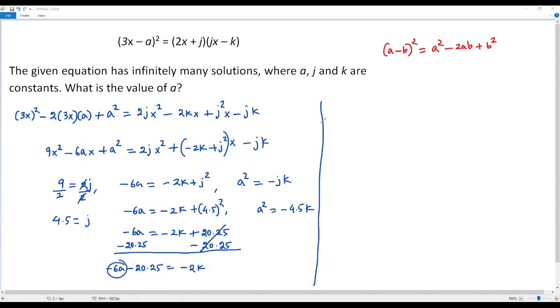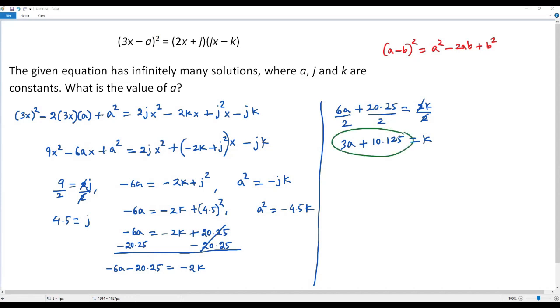Okay, now let me continue over here. When I multiply this negative 6a by negative 1, I am getting positive 6a. And when I multiply this negative 20.25 by negative 1, I am getting positive 20.25. And here when I multiply this one by negative 1, I am getting positive 2k. Now to solve for k, let me divide each term by 2. Here this 2 will cancel out. When I divide 6a by 2, I am getting 3a. And here when I divide 20.25 by 2, I am getting 10.125. On the right side, we have k. Okay, here I have solved for k in terms of a.